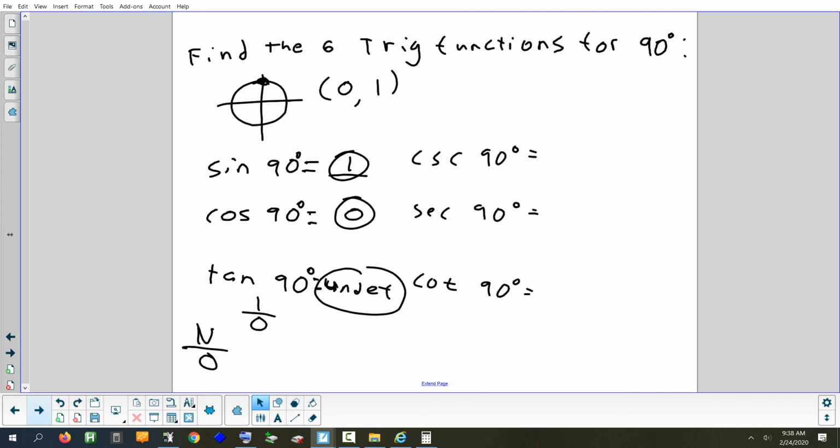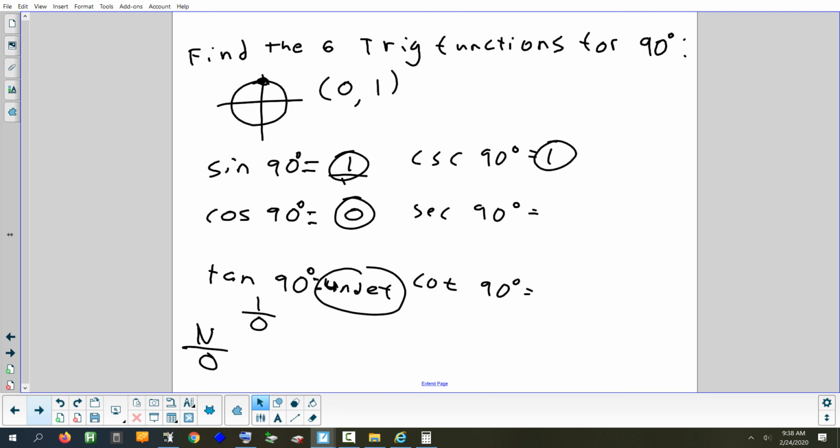So when we want to make a number a fraction, how do you make it a fraction? Put it over 1. So when you flip 1 over 1, what do you get? 1. So the cosecant is 1.